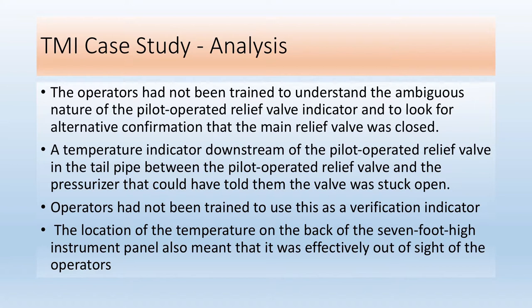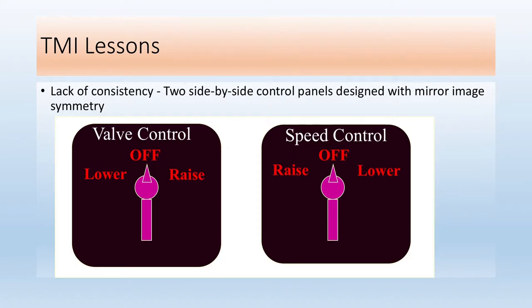The other problem was that the temperature indicator, which could have told them that the relief valve was giving them the wrong indication, was actually located on the back of a 7-foot-high instrument panel completely out of their line of sight. They would have had to go over someplace else and look at it and go, oh my gosh, this temperature sensor doesn't mesh with what the pilot relief valve is telling me. All in all, you've got a number of things going on that eventually led to the meltdown, and it was a major incident, but at least it was not a completely catastrophic incident.